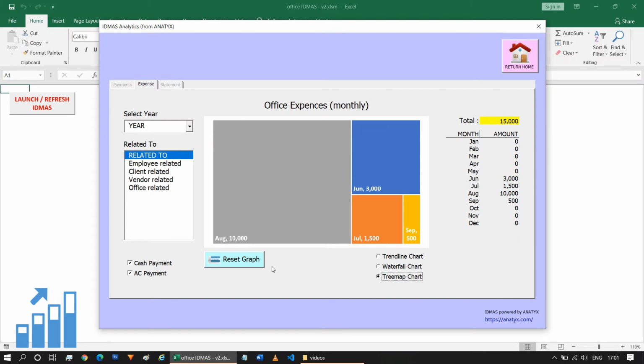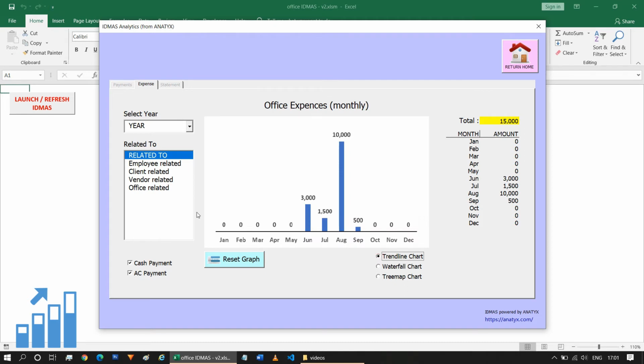So now let us try to get into a simpler graph that could be understood, say a trend line chart, and then see where exactly we spent all this 15,000. The first option that we see on the left hand side, which says related to, click on employee related. You click on employee related and you will see that in the month of August we spent 10,000 on something related to employees. Similarly, client related, click on client related.